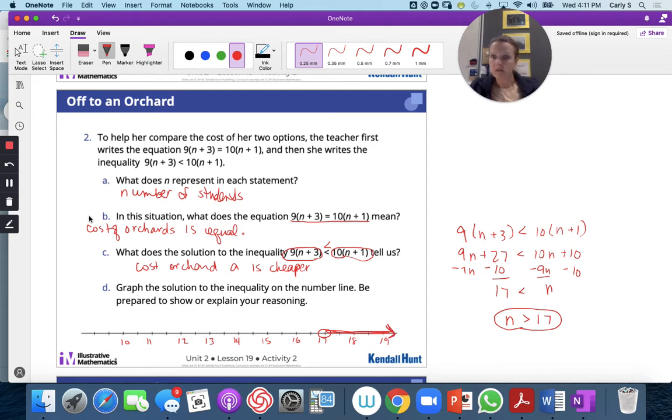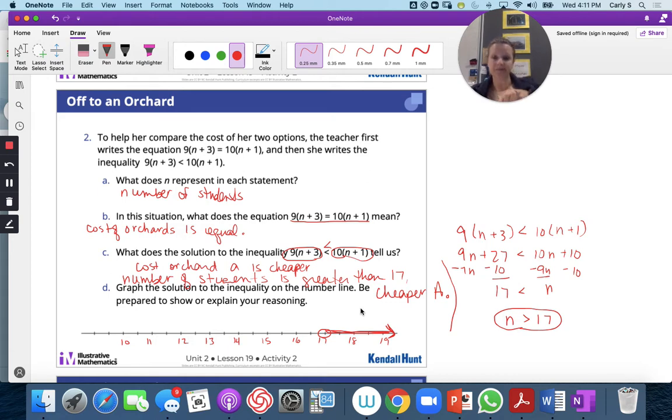Okay, so what does the solution tell us? Orchard A is cheaper when the number of students is greater than 17. Orchard A is cheaper when the number of students is greater than 17.